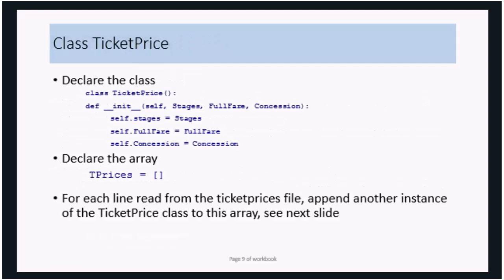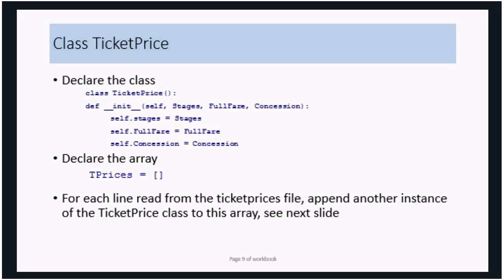So here's a possible structure for the class. I've called it ticket price, and you give it open and close brackets, and then it's got to have, you might remember, an init function, an initialization function with double underscore init double underscore. It then takes arguments where self has to be the first argument, and the other arguments are the ones that you will provide it at the time that you declare the instance of the class.